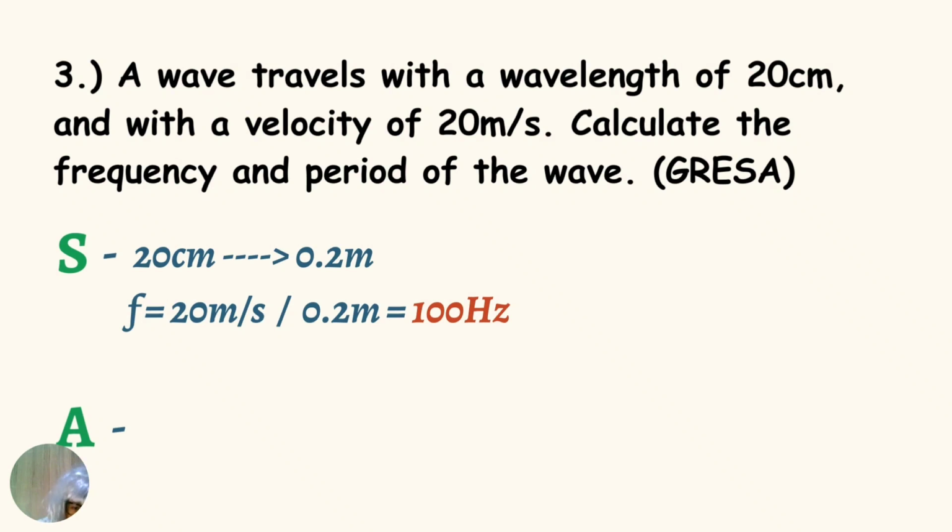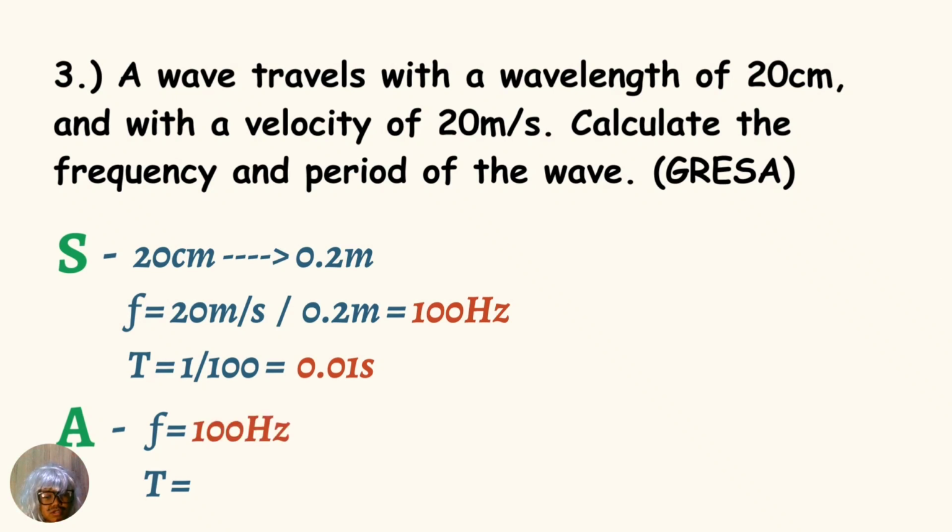And now that we have the frequency, we may now find the period. And now we just have to divide 1 by the frequency, 100. And that would give us 0.01 seconds. Now if you did that all correctly, your final answer would be frequency is equal to 100 hertz and period is equal to 0.01 seconds. I hope you got all of that.